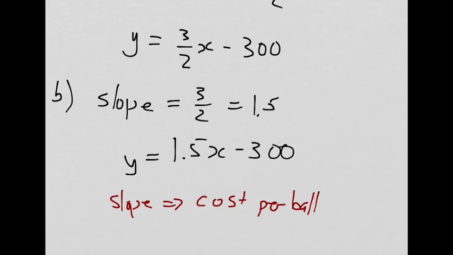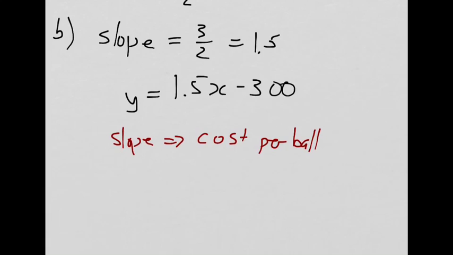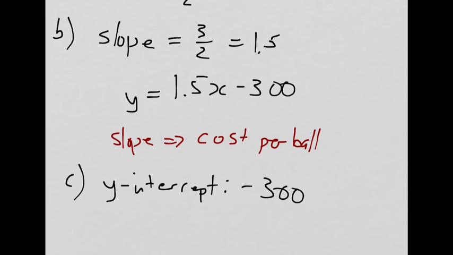C asks to identify the y-intercept. What is that? Negative 300. Y-intercept is negative 300. What could that mean in context of the problem? And no, don't just say that's where it crosses the y-axis. What does it tell me about this problem? The cost to rent the dunk tank.